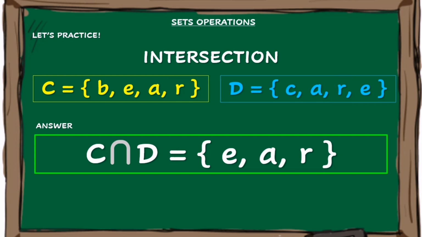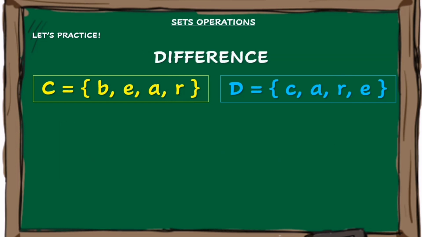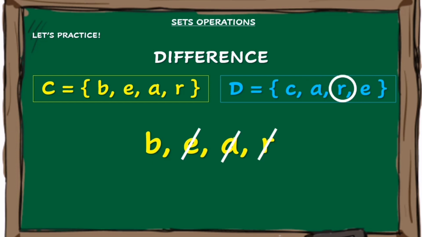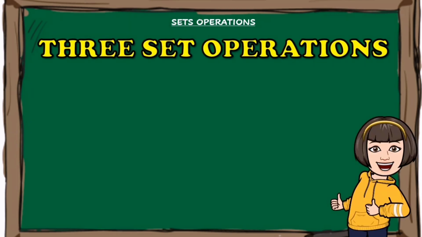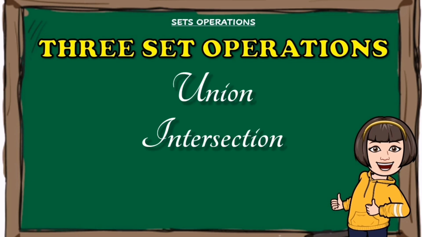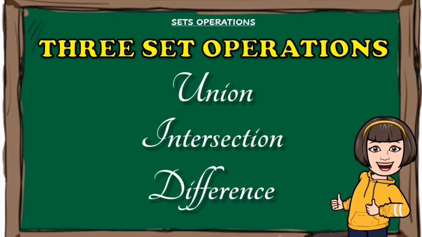We're almost done. We'll just now find the difference of set C and D. All we have to do is just list down the elements of C and take away every element of C that is also an element of D. So, the set difference of C and D is the element B. Now, we solved the three set operations: the union, the intersection, and the difference of sets.